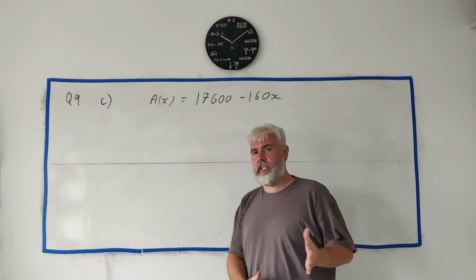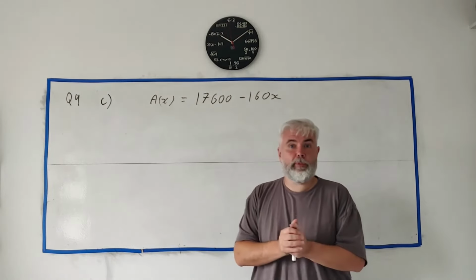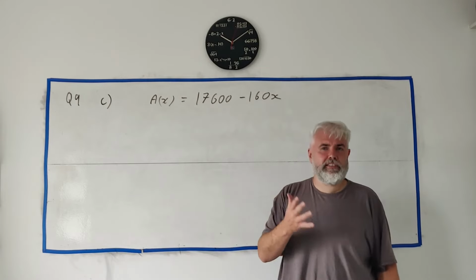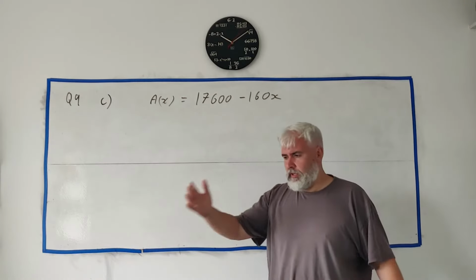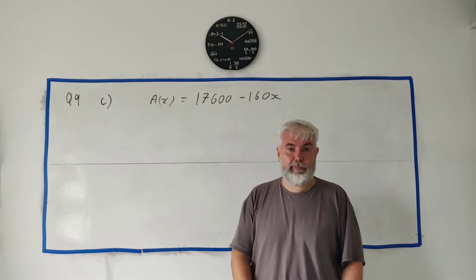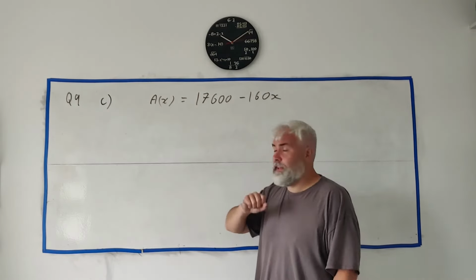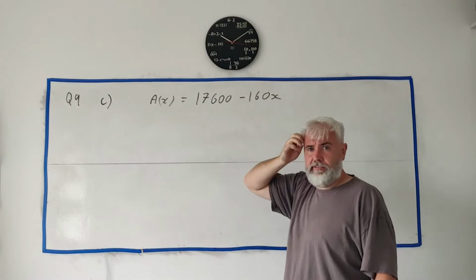Okay, for part C, we're going to continue with the concert idea. They tell us that the number of people that will attend the concert can change depending on the price. So that makes sense. If it's really cheap, lots of people will show up. If it costs €1 million a ticket, no one will show up. So they say they can model that using this function for this concert.